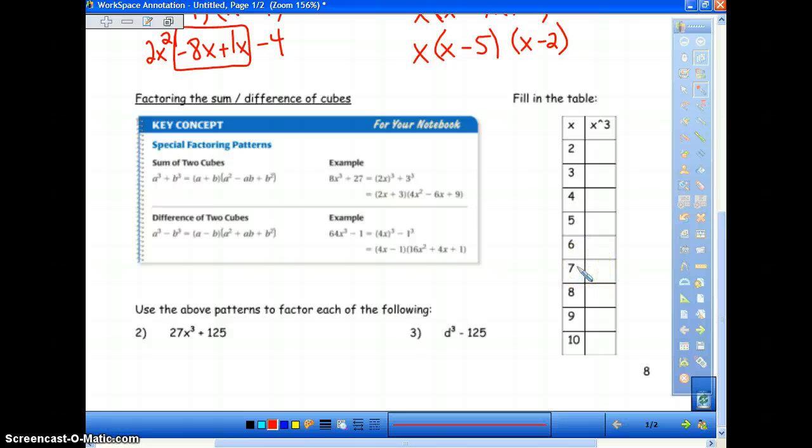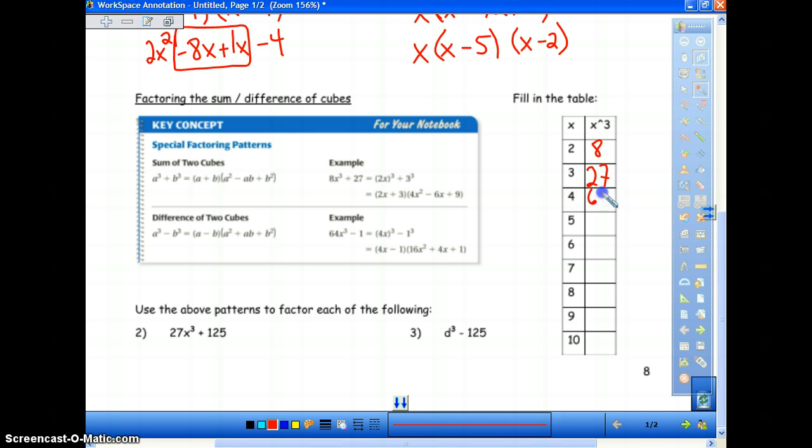Okay, let's talk about a couple of simple rules. Again, you don't have to memorize these rules, but if you do, it just helps you a little bit to get this done a little bit faster. But before we do that, we're going to fill out a table here of all of our cubes. So 2 cubed is 8. 3 cubed is 27.